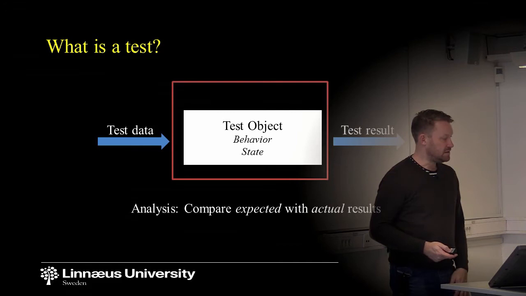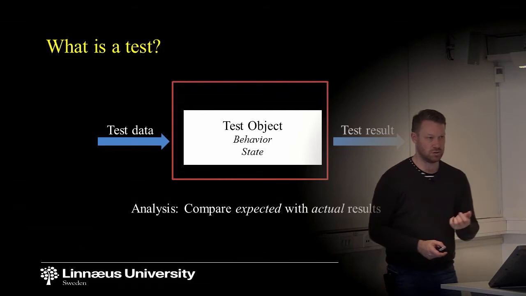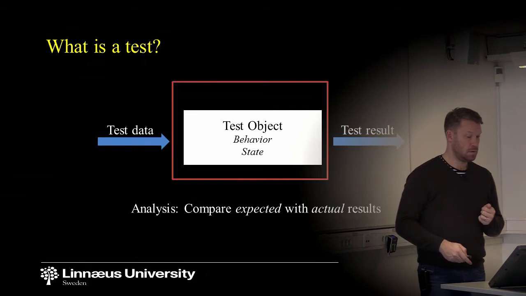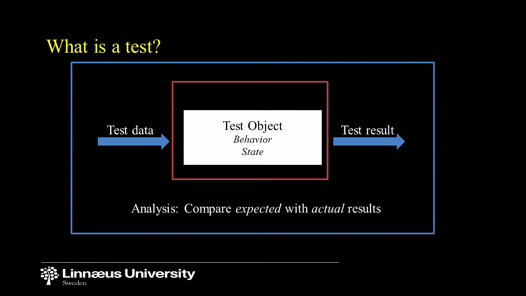Then you have the analysis. Compare the expected result with the actual result to determine if you have a deviation there, that's a failure, which indicates an error that could be a fault, okay? So this is a test. A controlled experiment, like when you get to the hospital, they stick your finger, take some blood, analyze it, look at the actual result. Do we have a deviation from the expected? We have a problem.